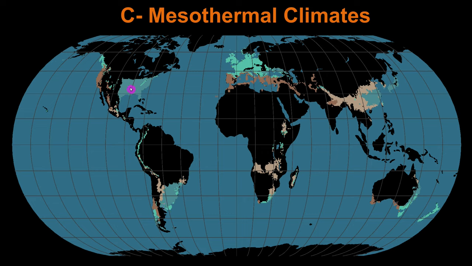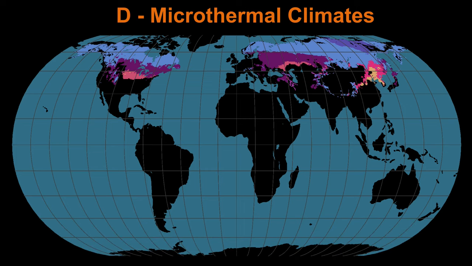The mesothermal, mid-latitude, mesothermal. And then the microthermal, or snowy forest climates, are farther away from the equator. So now we've got microthermal climates where the winters are below freezing. The summers are above 10 Celsius, 50 Fahrenheit. And you'll notice there are no D climates in the Southern Hemisphere because there's no area that's got a big enough area at a high enough latitude.